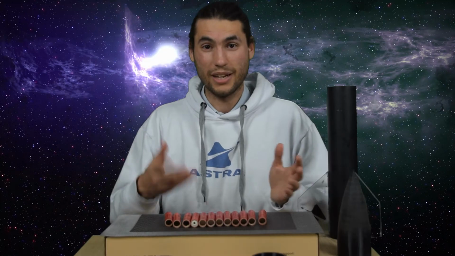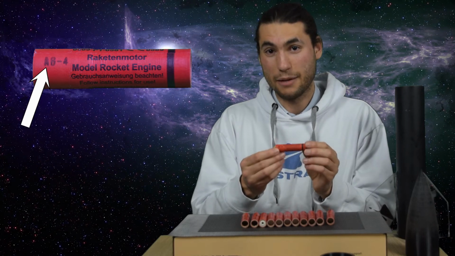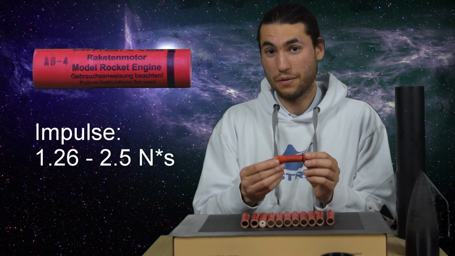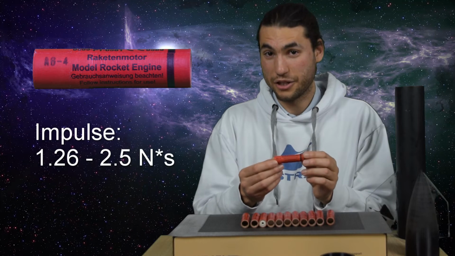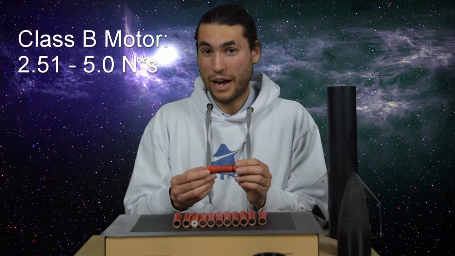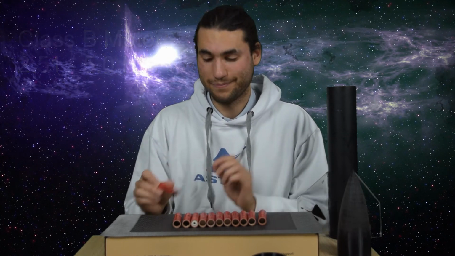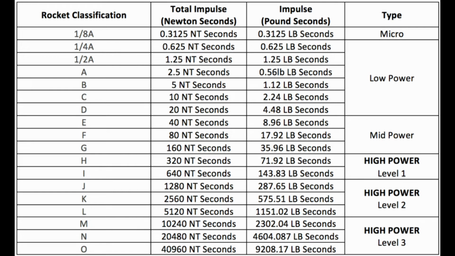For example, if we take a Class A motor, which is the one that's right here, this has an impulse of 1.26 to 2.5 newton seconds of energy. And if we were to upgrade that to a Class B motor, that means it would have anywhere from 2.51 to 5 newton seconds of energy. This doubling will continue all the way up until you get to the letter Z, and then it keeps on going after that, now just using 2 letters to describe how much thrust there is.